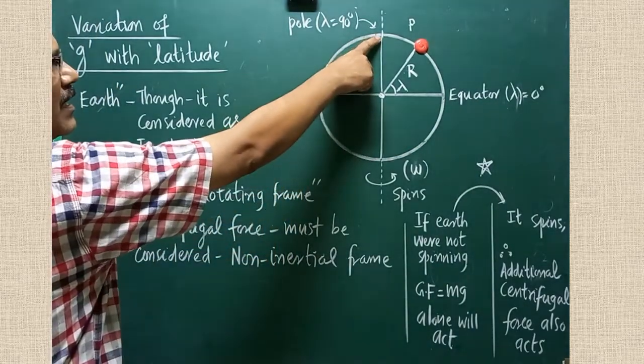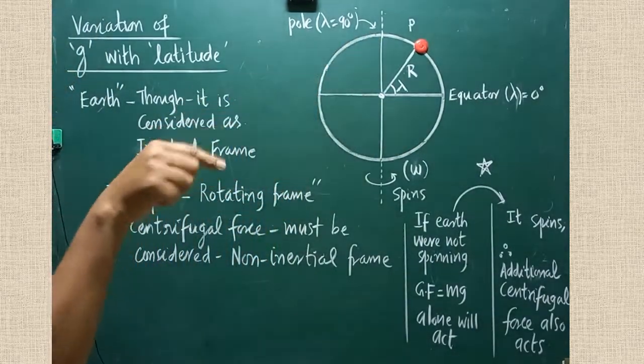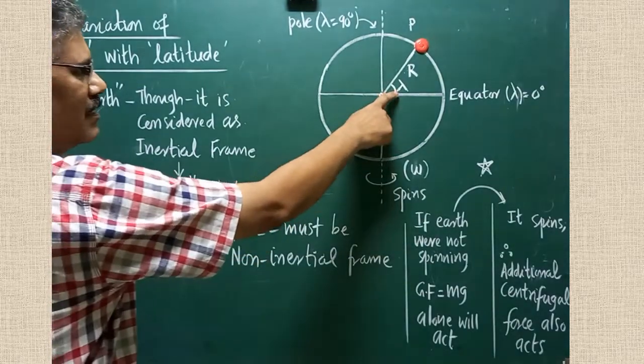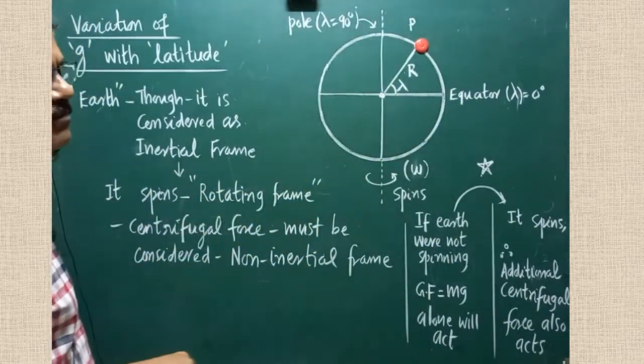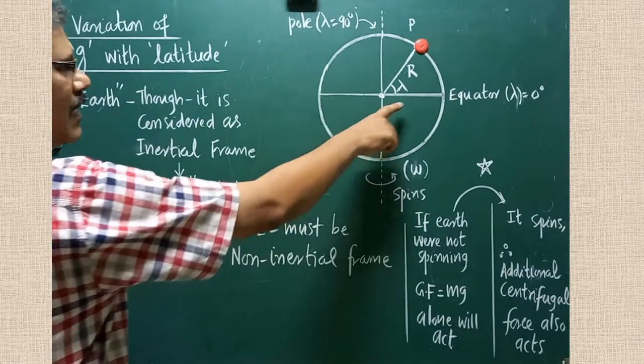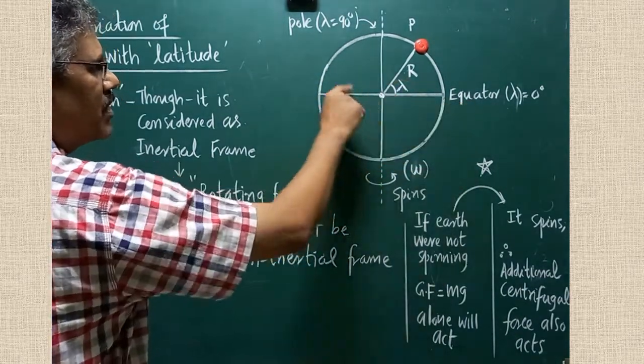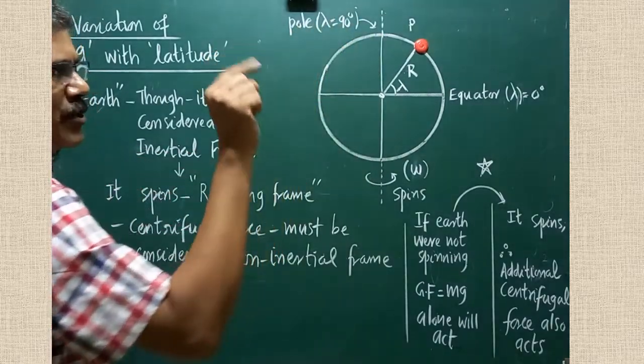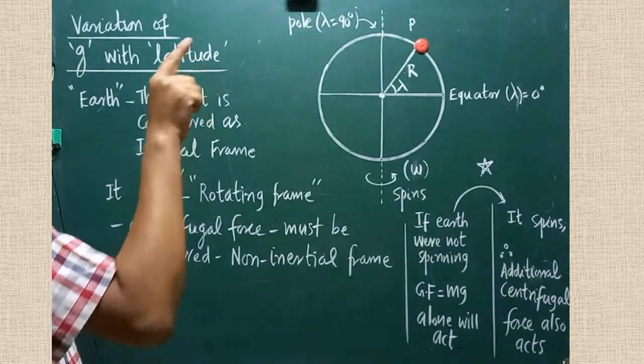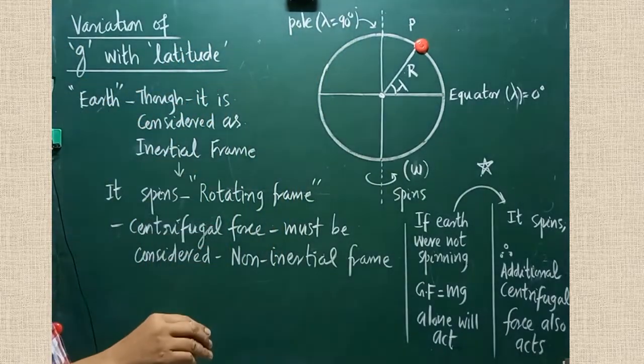But the latitude angle at the pole is 90 degrees. The latitude angle is denoted by the letter lambda. Again I will repeat. The latitude angle at the equatorial line is lambda equal to 0. The same latitude angle lambda at the pole is 90 degrees.